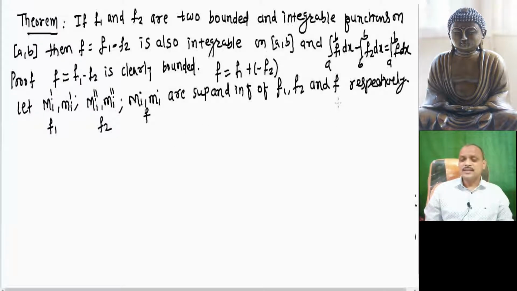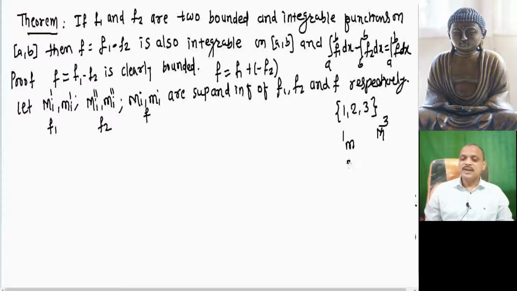Let us consider a set. Suppose my set contains these points: 1, 2, 3. Then you can see that the upper bound of this set is 3 and the lower bound of this set is 1. That means this is capital M, this is small m.